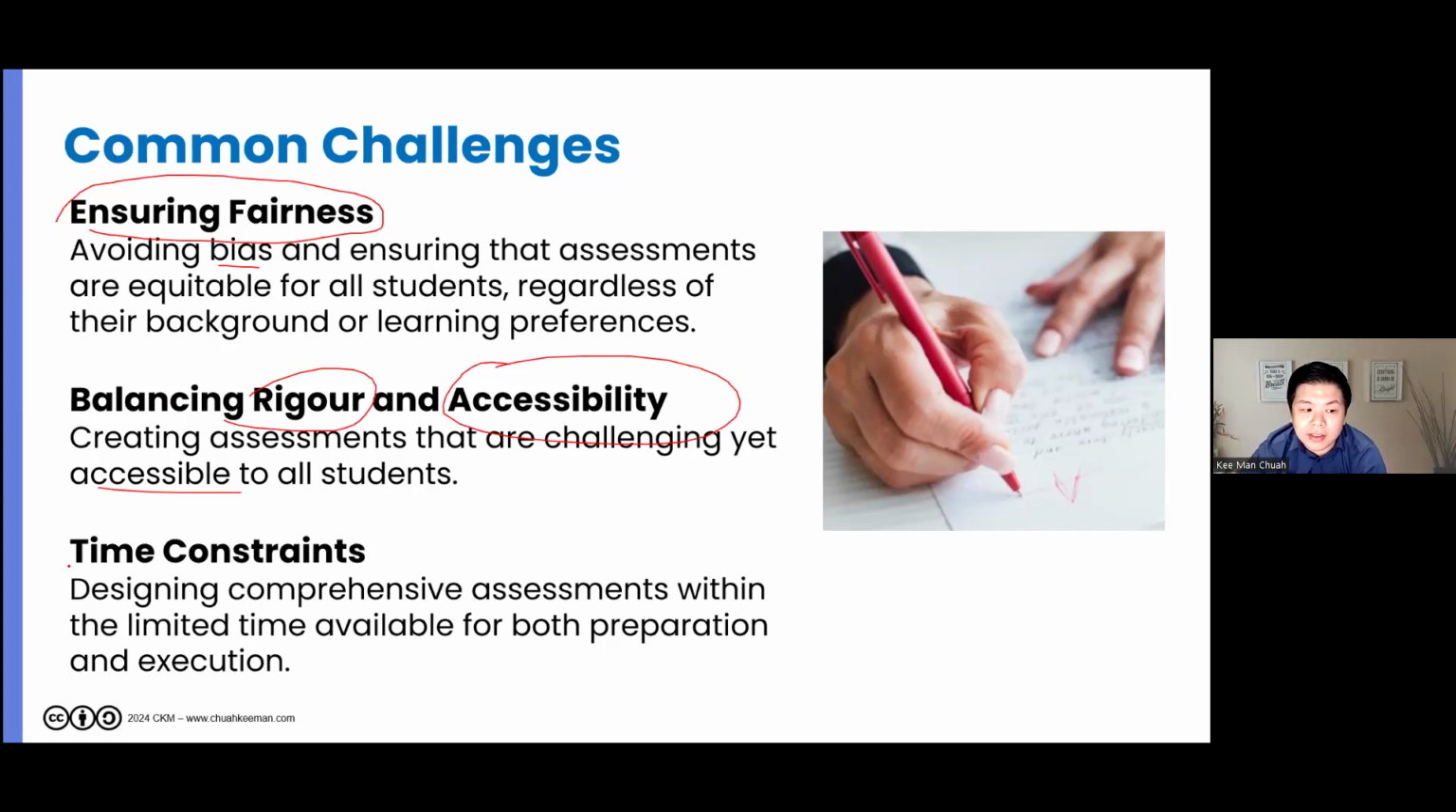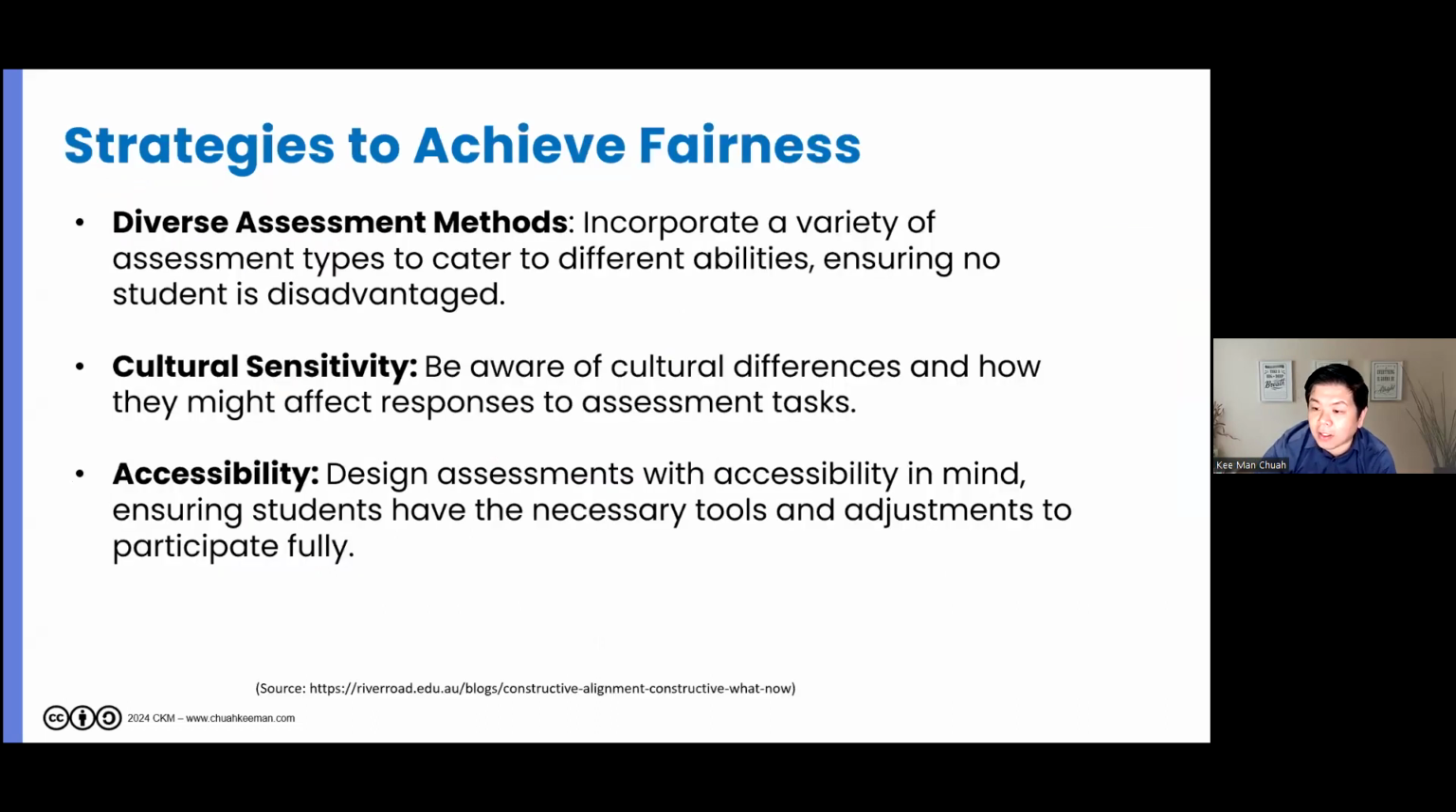All right. Time constraint is also a factor, not for you alone, but also for students. The task or the assessment may take too long, cannot be completed within the time frame. Then you might want to reconsider the workload or the task. All right. Okay. Strategies. These are some suggested. I think this is just something for you to consider.